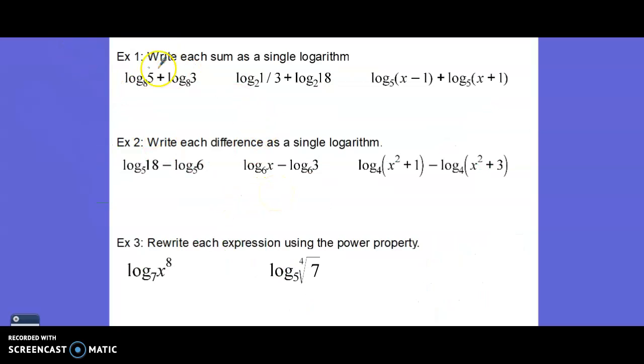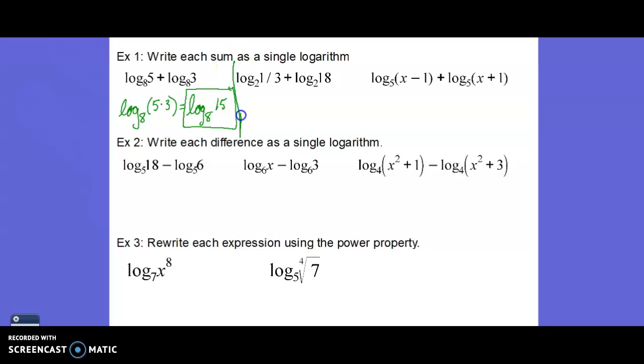And that's exactly what we're doing with the first one, is we're combining them together as a single log. So the key here is the addition. We can write it as a single log because the bases are the same, of 5 times 3. So this answer that I'm looking for is log base 8 of 15.